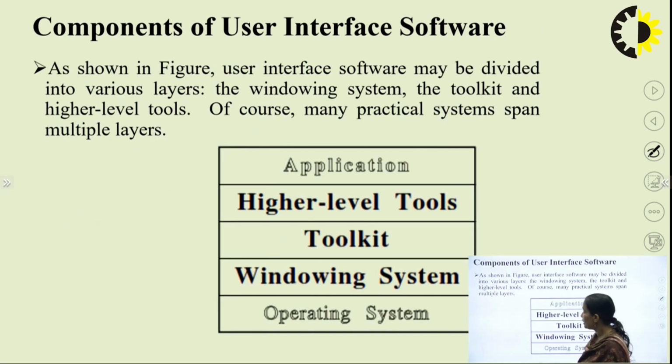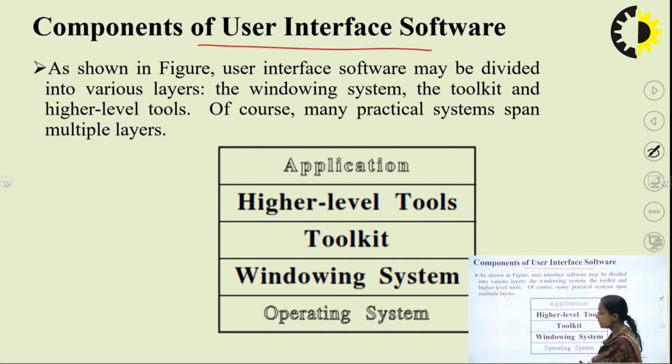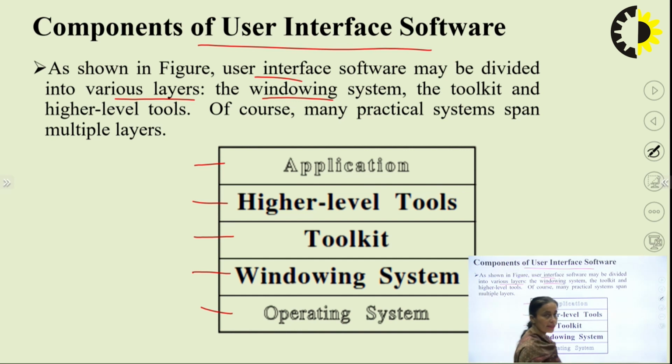The different components of user interface software are shown in this figure. As we can see, user interface software is divided into various layers: the windowing system, the toolkit, and the higher level tools. Many practical systems have many different layers. Here is the operating system, here we have the windowing system, then the toolkit, higher level tools, and then the different applications for different views.